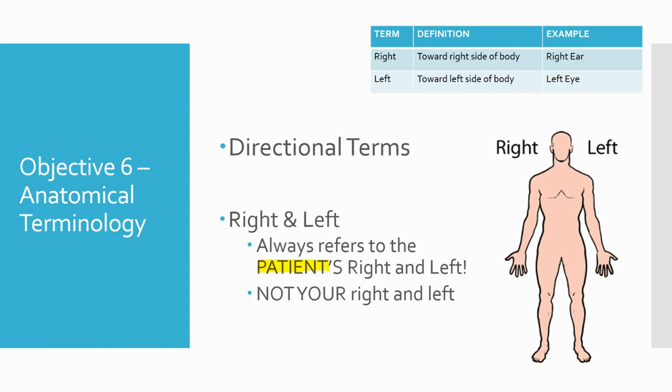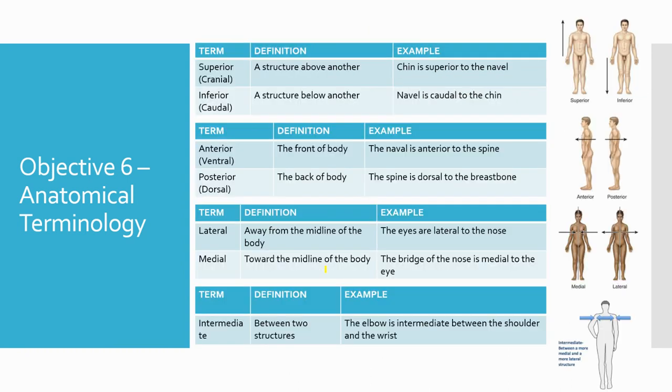So it's going to be opposite of your right and left. Now here's your other directional terms. It kind of helps, I think, that they come in pairs. So here you have superior and inferior. Superior means above and inferior means below. There's some other words that you could use for that, and those would be acceptable as well.